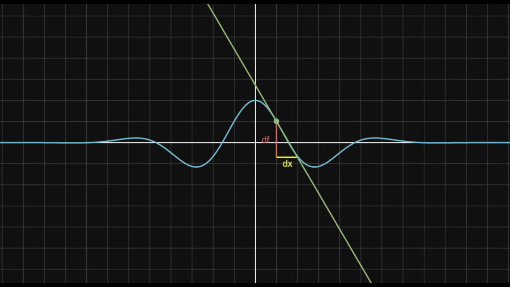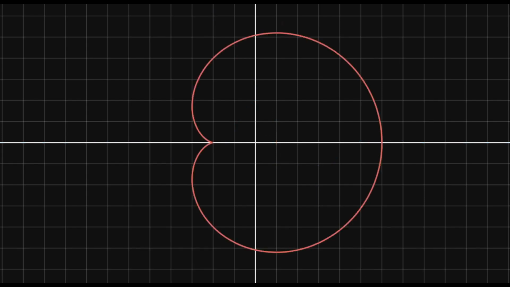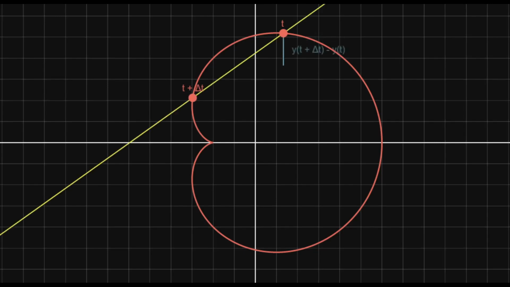In calculus, you probably learned that the slope of the tangent line to some function f at x is the derivative of f with respect to x. So can we find the slope of the tangent to our parametric curve? Slope is change in y with respect to change in x. If we draw the secant line through 2 points, one located at parameter t and the other at parameter t plus delta t, it's pretty easy to find its slope.